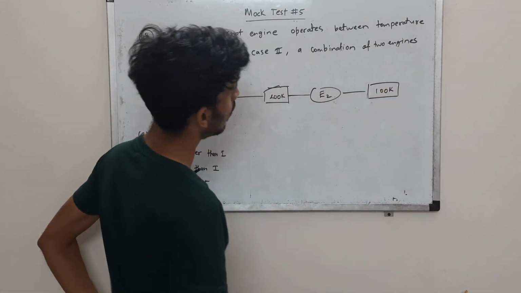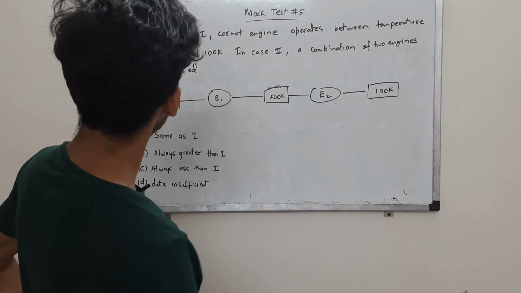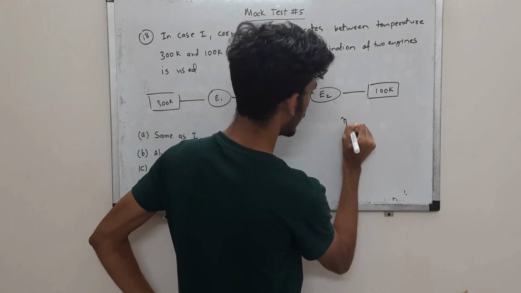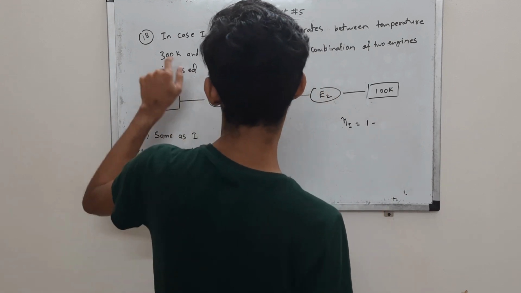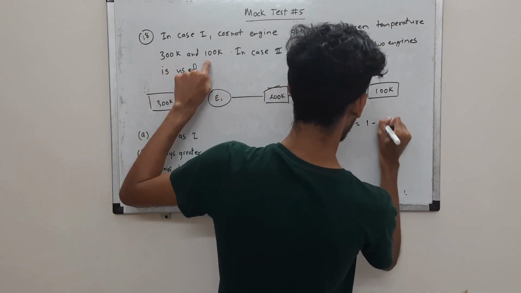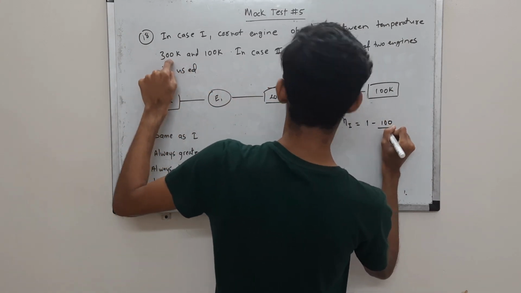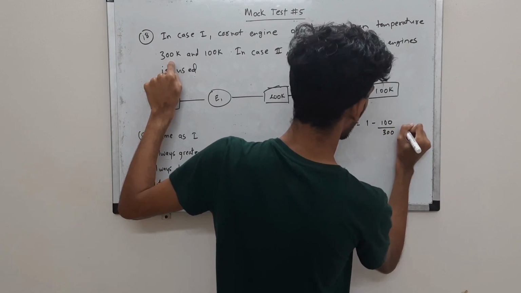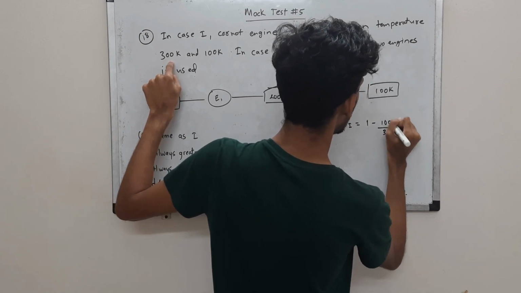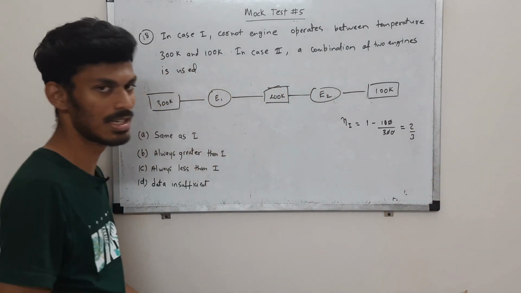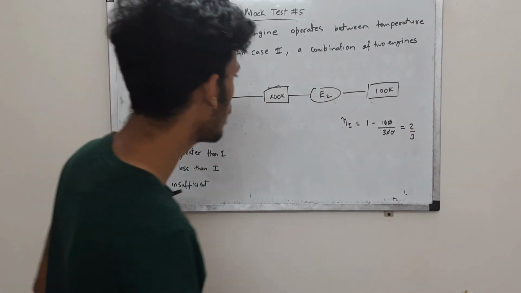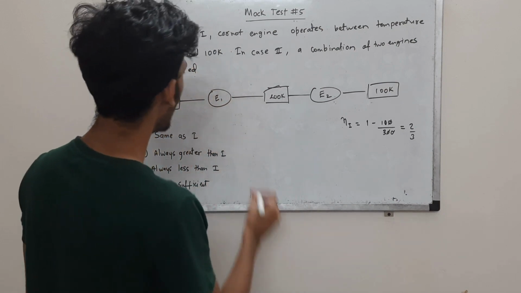So pretty fair. Let us find the efficiency in case 1. It's pretty simple, 1 minus T2 by T1. So 1 minus T2 is 100, T1 is source, which is 300. So it's like 1 minus 1/3, which is 2/3, or 67%. Okay, 66.67%.